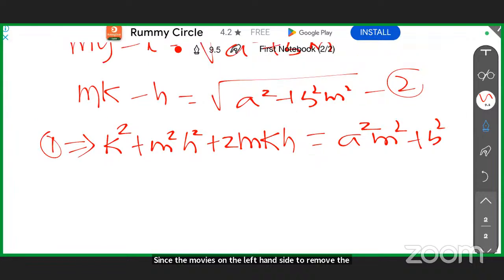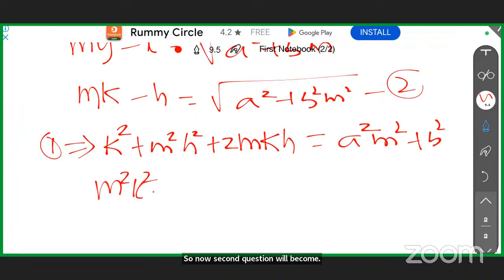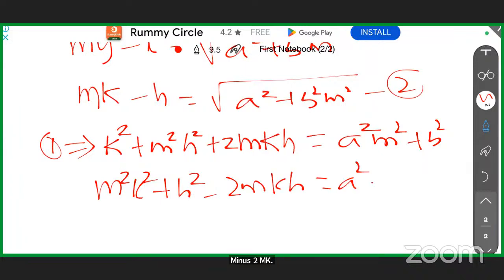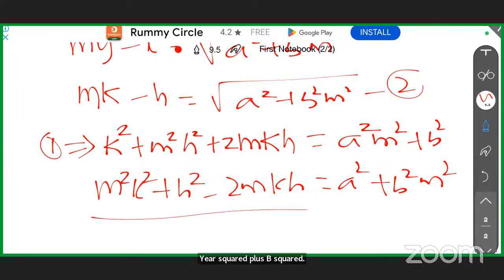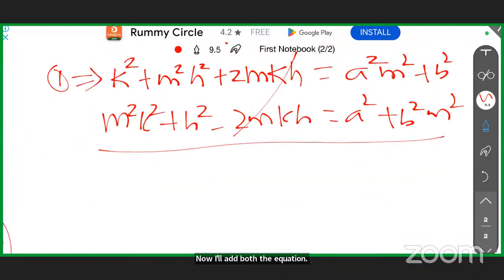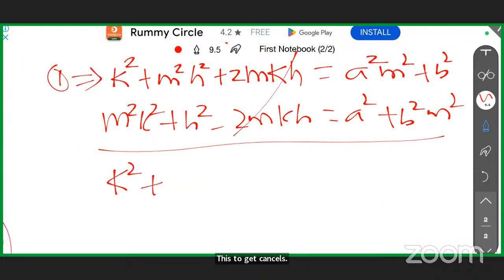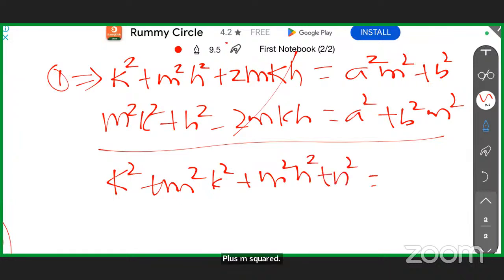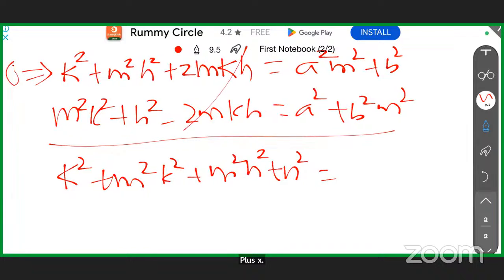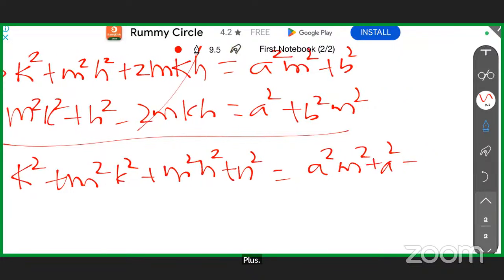So now the second equation will become m square k square plus h square minus 2mkh is equal to a square plus b square m square. Now I'll add both the equations. These two terms get cancelled. So what happens is k square plus m square k square plus m square h square plus h square on this side will be a square m square plus a square plus b square plus b square m square.